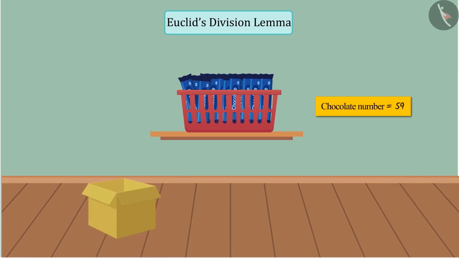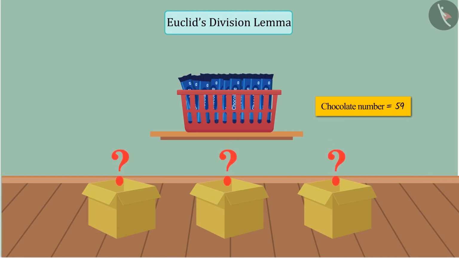We have 59 chocolates and 3 boxes. We have to keep an equal number of chocolates in all the 3 boxes. Can you keep an equal number of chocolates in these boxes?